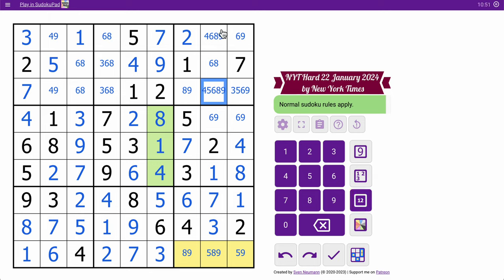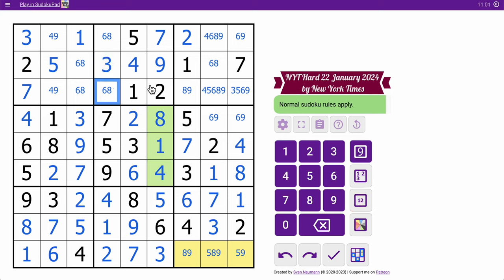But this three, and well, 6 8 forces that to be a three. This is not three. But those threes are going to force this one to be a three. It can't go anywhere else. That three rules this one out. That's forced to be a five. It's the only space left.